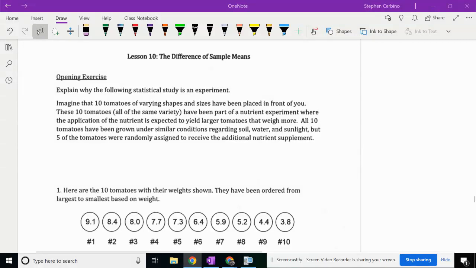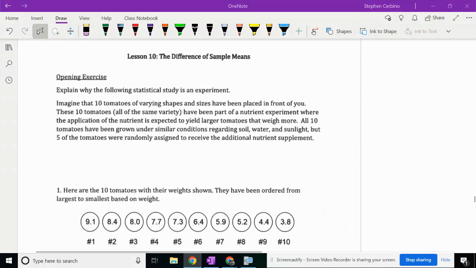So the opening exercise says, explain why the following statistical study is an experiment. So I want you to pause the video, read through the scenario, and tell me why it's an experiment. All right, so I'm hoping that you took the time to actually read through this, and you're now just checking what you wrote down against what I'm about to say.